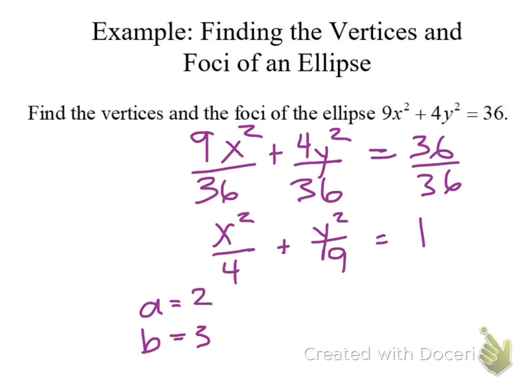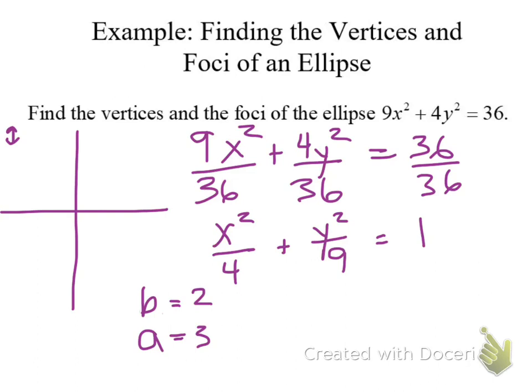Okay, and actually because of that, those are not my a and b, because a is always the bigger one. So b is 2 and a is 3. So I'm going to be headed up and down in this one when I actually go graph it. It actually didn't ask me to graph it, so we won't have to.